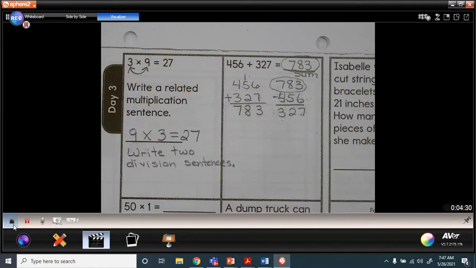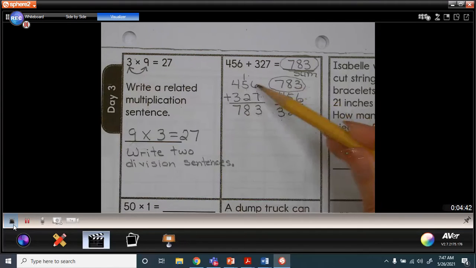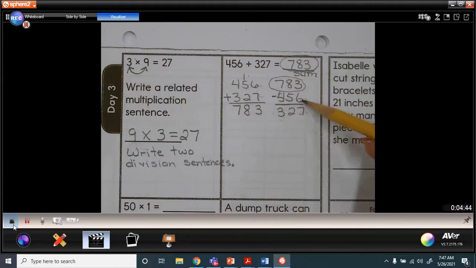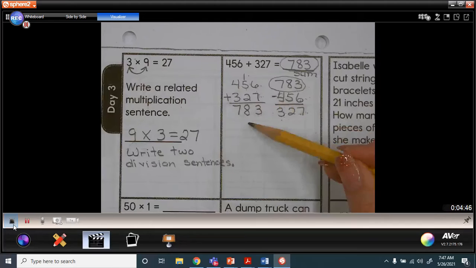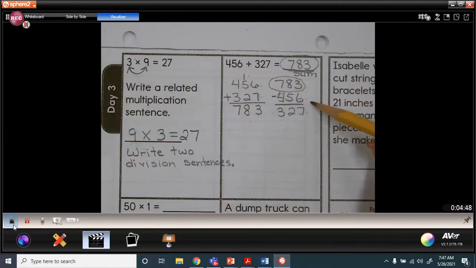So now let's double check and make sure all the parts of the addition sentence are in my subtraction sentence. I have 783, that's here. I have 327, that's here. And I have 456, that's here. So my addition sentence matches my subtraction sentence that I have written.